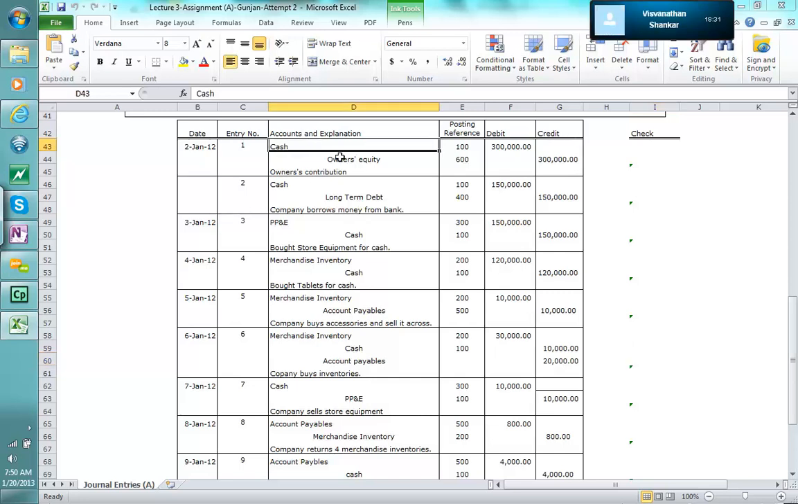It is also important that if you look at all the debit entries, like cash, PP&E, merchandise inventory, they start in the first line, on the left hand side. After indentation, you start the credit entry explanation. This is a tradition in accounting that is followed day to day. Then the third line is a very short explanation of what the transaction is. So for every transaction, you will have at least three lines. In case of a complex transaction, you will have more than three lines, as we will see in some of them.